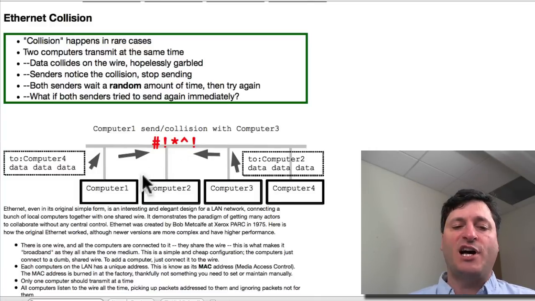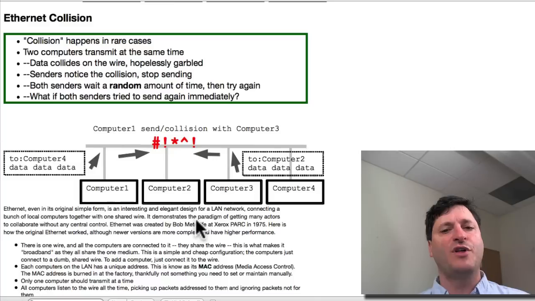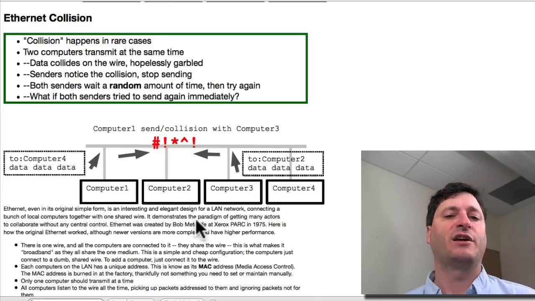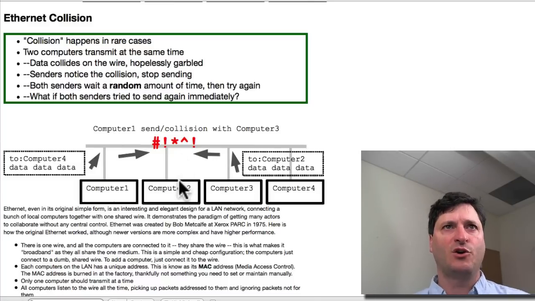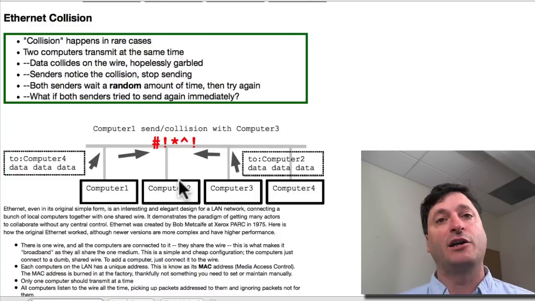So what happens is, ideally, both computer 1 and computer 3 eventually notice that someone else is talking over them, and so they can at least stop transmitting. And so the wire gets back to being quiet. And so both computer 1 and computer 3 realize, okay, well, that didn't work. If they both just heard the silence and just started transmitting again, well, it would just collide again.